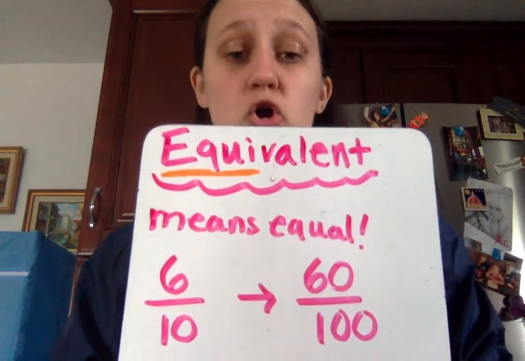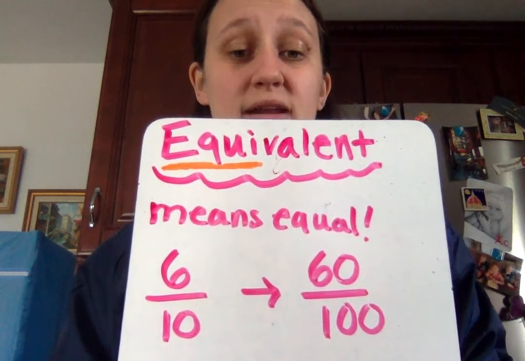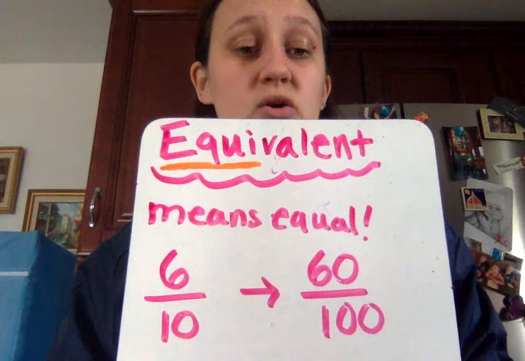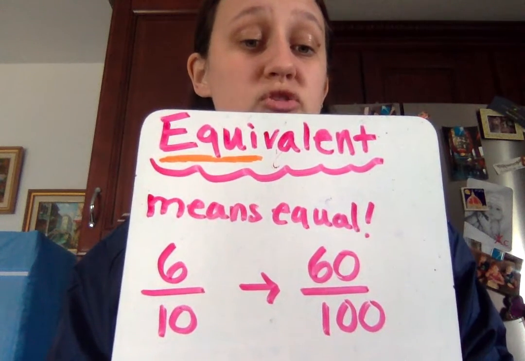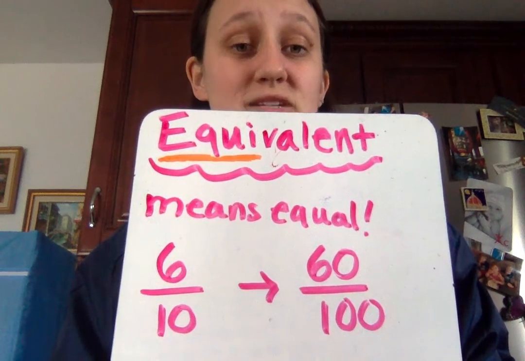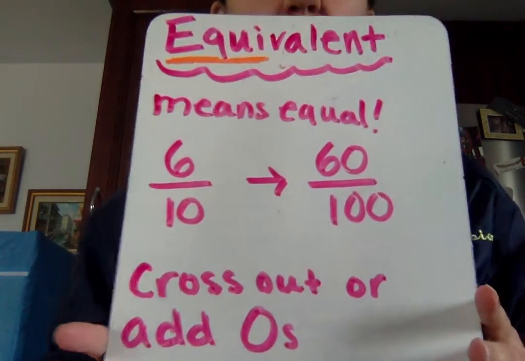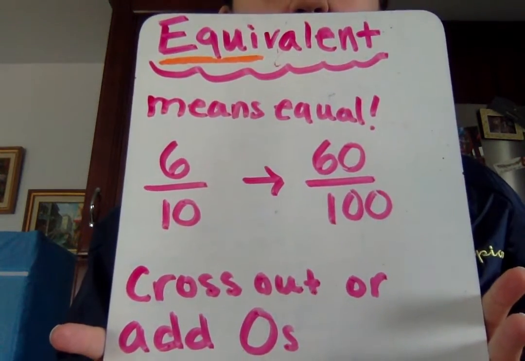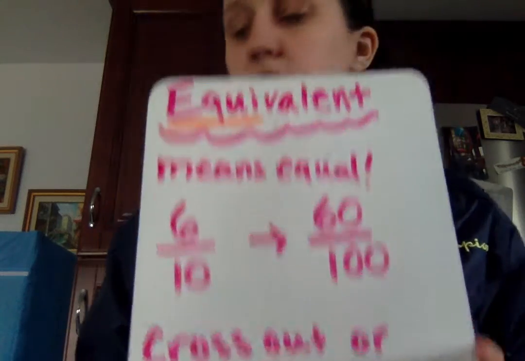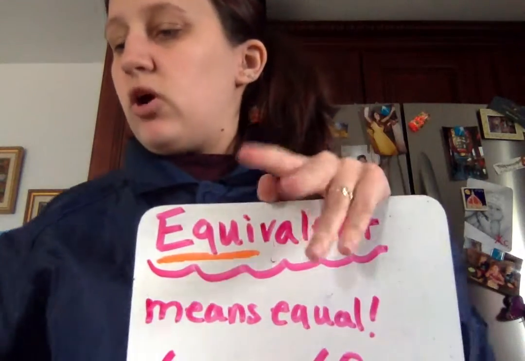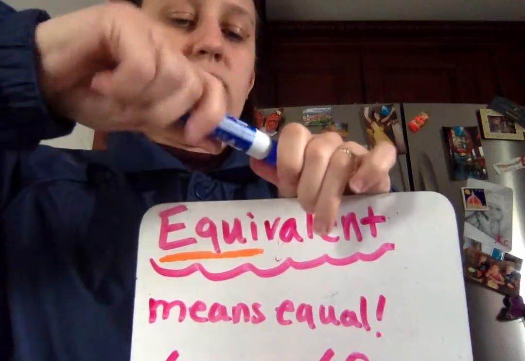So we can turn 6 over 10 into 60 over 100. And we can turn 60 over 100 into 6 over 10. It can go both ways. And how do we do that? We cross out a 0 or we add a 0. So let me show you what I mean. I'm going to take my blue marker and I'm going to do that right now.